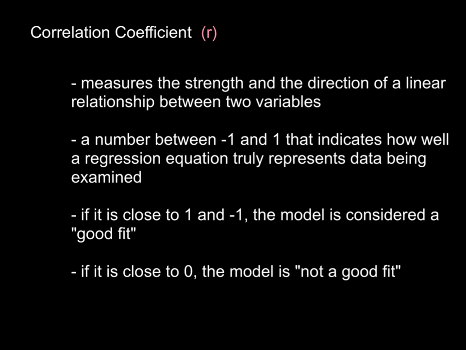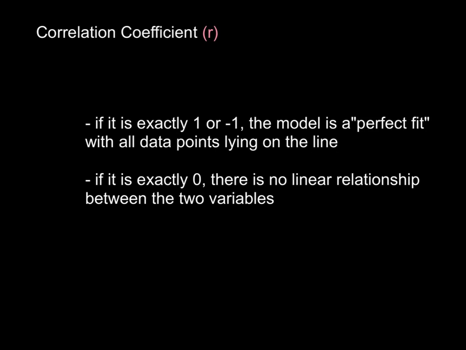If it is close to 1 and -1, the model is considered a good fit. If it's close to 0, the model is not a good fit. If it is exactly 1 or -1, the model is a perfect fit with all data points lying on the line. If it is exactly 0, there is no linear relationship between the two variables.